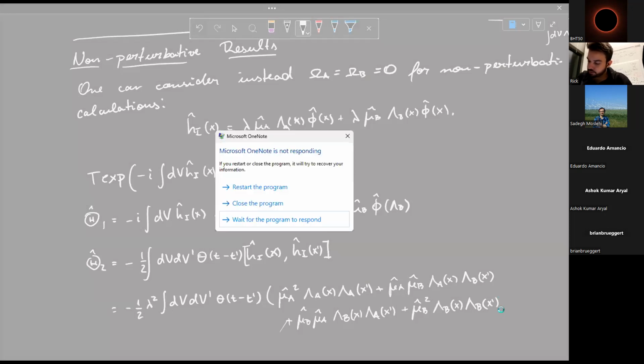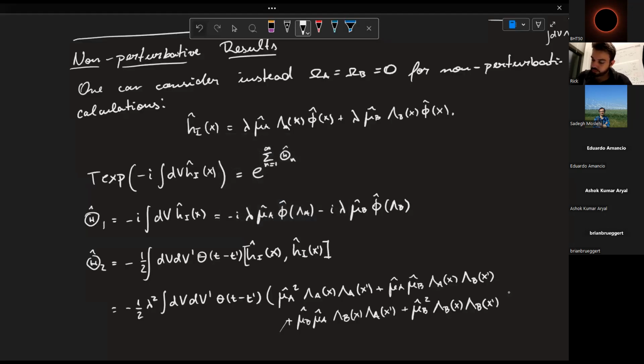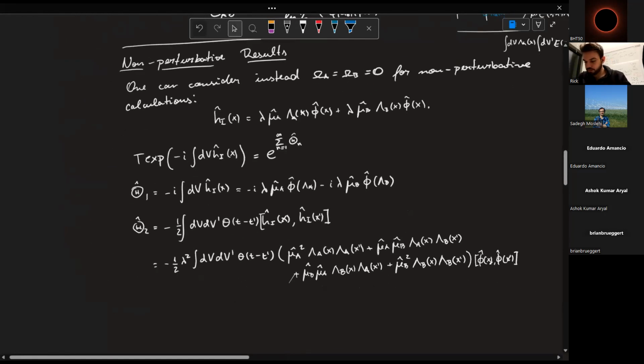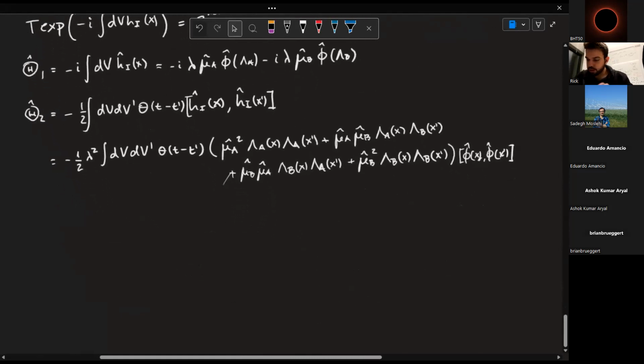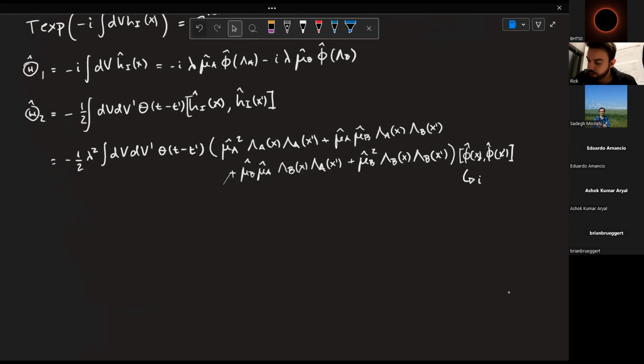the commutator of the field, which is the phi of x, phi of x prime. Okay. Now, this commutator of the field, we know that its value is actually I times the E of x prime, the causal propagator. There we go. So now we can, sorry about this, let me just adjust this. There we go. So now we know that this term here is I times the E of x prime.